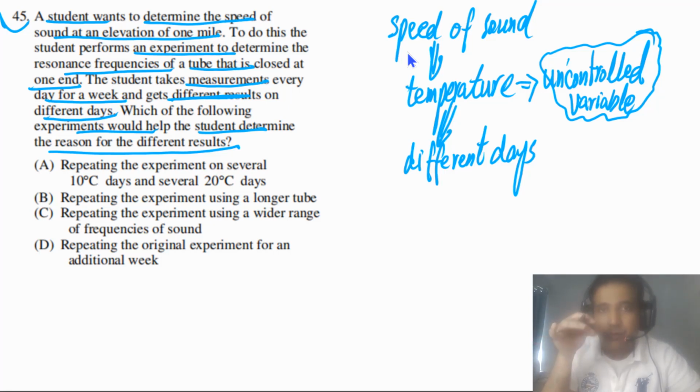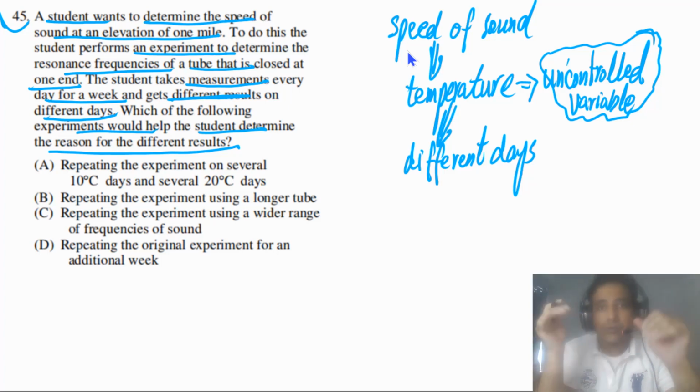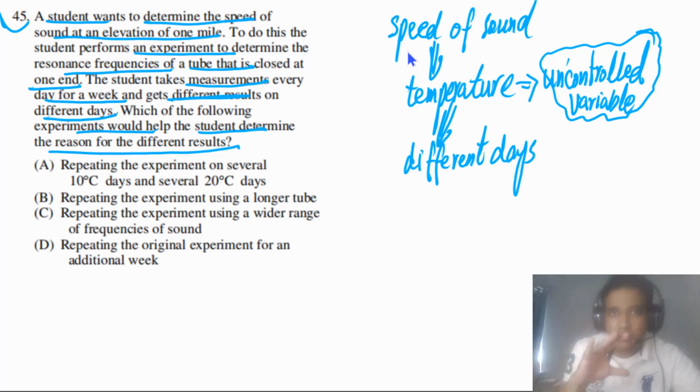So the student needs to control temperature, and he can verify this by doing the experiment for a certain period of time on certain days when temperature is the same, means 10 degrees Celsius or 20 degrees Celsius, and he can repeat the same experiment for the same number of days when temperature, let's say, is 40 degrees Celsius, and then he can compare the results. If the results are different, it means temperature is affecting the results. So temperature is the reason behind different results. So simply in this case, the student needs to control temperature.